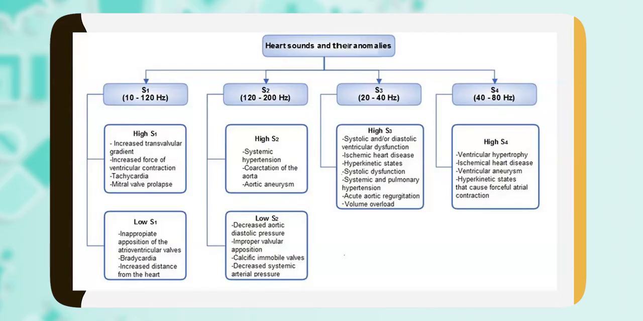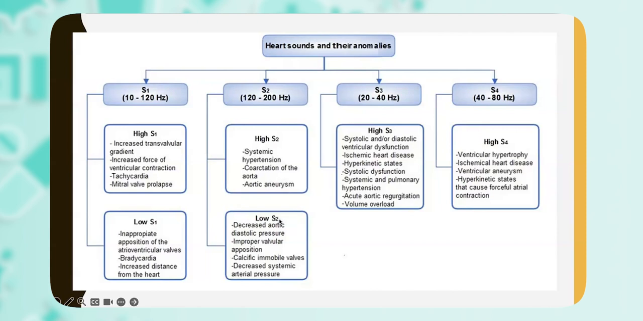Mitral valve prolapse means mitral valve is very large. So if you're closing a very large door instead of a small door, there'll be more excursion of the valve leaflet. There'll be a louder sound. So high S1. Low S1 is caused in bradycardia, increased distance from the heart like pleural effusion or obese people, or inappropriate position of the AV valves like mitral regurgitation.